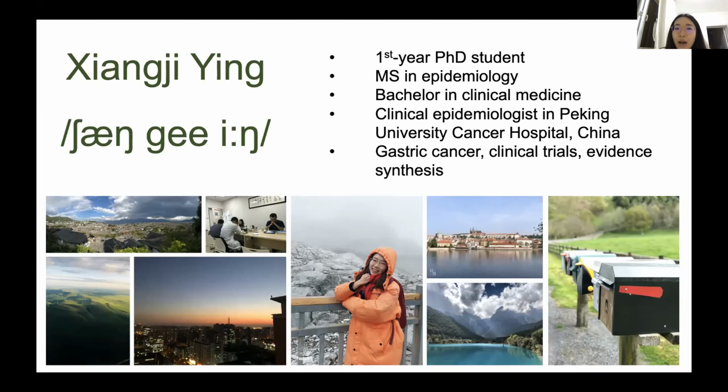Okay, so I'm a first year PhD student here at the track. I have a Master of Science degree in epi and a bachelor degree in clinical medicine. Before coming to Hopkins, I was a clinical epidemiologist in Peking University Cancer Hospital here in China. My research was mainly focusing on gastric cancer, which has high prevalence and incidence here in China and several other Southeastern Asian countries, and also clinical trials and evidence synthesis studies.